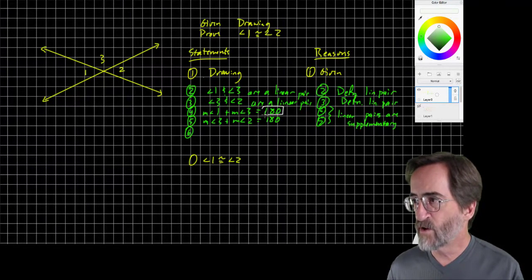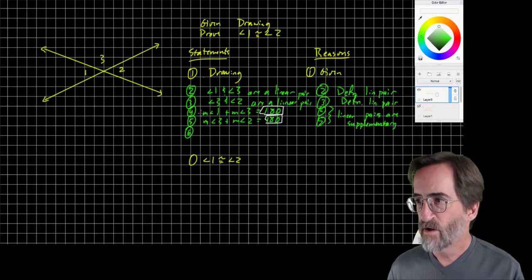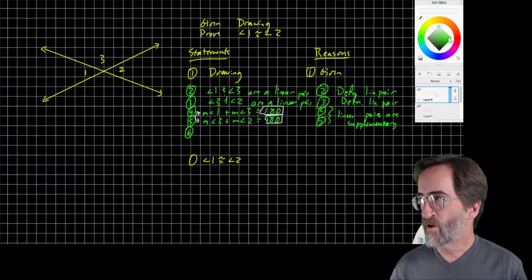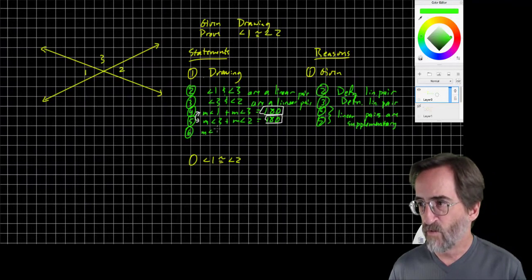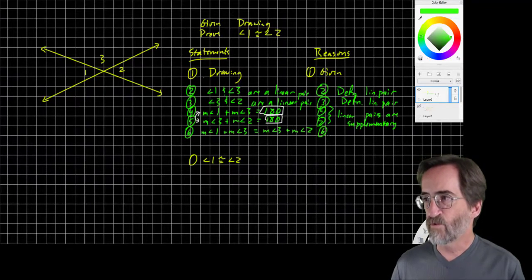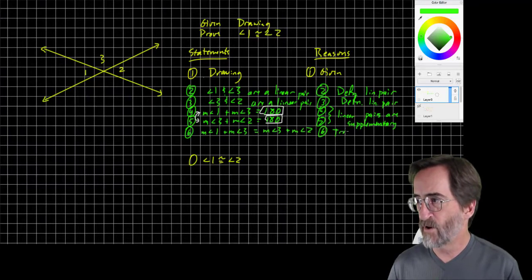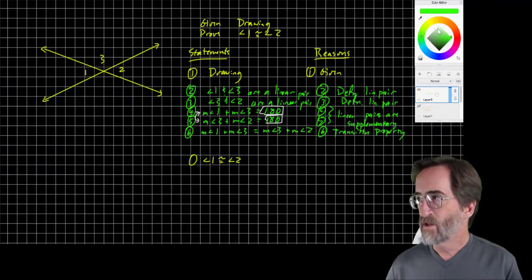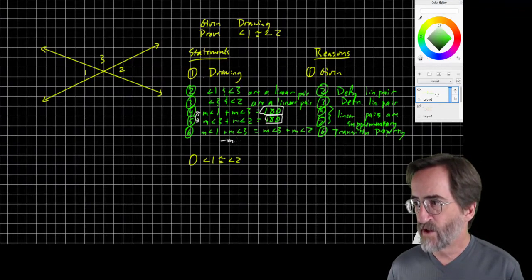They both equal 180. So if they both equal 180, they're equal to each other. Two things equal to the same thing are equal to each other. So I'm going to write an equation that says the measure of angle 1 plus the measure of angle 3 equals the measure of angle 3 plus the measure of angle 2. What rule says that? The rule is called the transitive property, which says two things equal to the same thing are equal to each other. Transitive property.